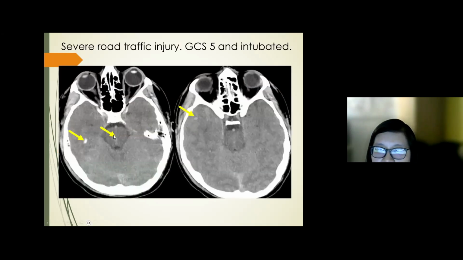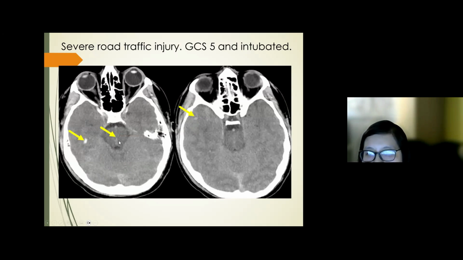So this is a CT image taken in a patient from a severe road traffic injury, and the patient has a GCS of 5 in the ER and was intubated. But in the CT scan, we can only see a small petechial hemorrhage in the right temporal region, and also a faint hyperdensity, which is a subtle petechial hemorrhage in the midbrain.